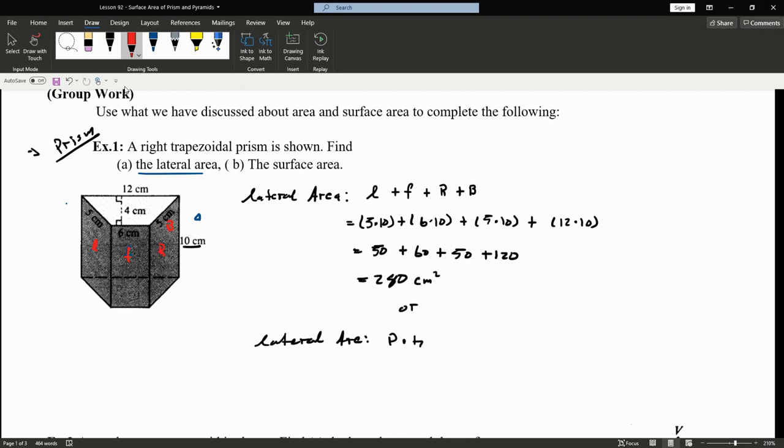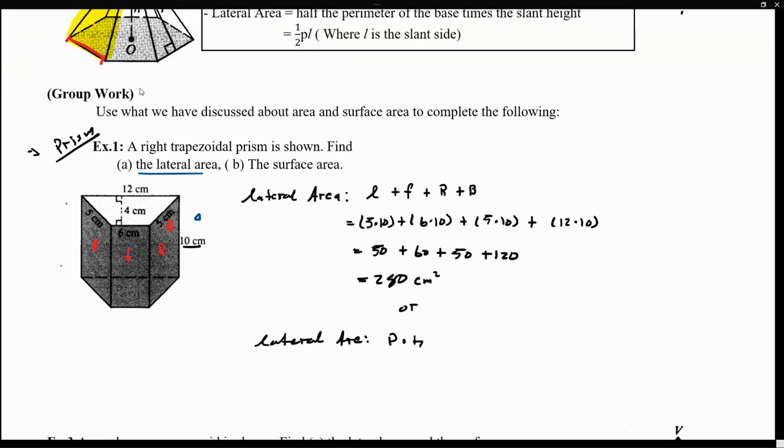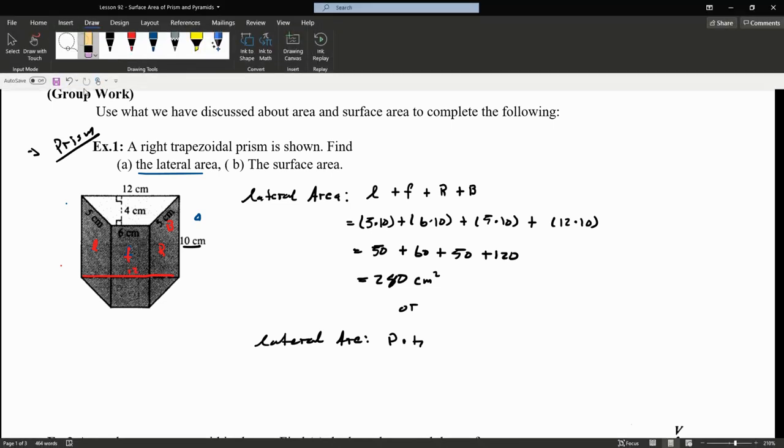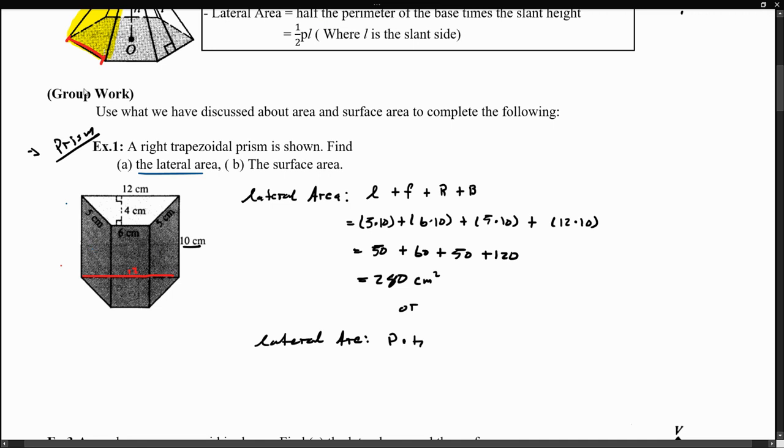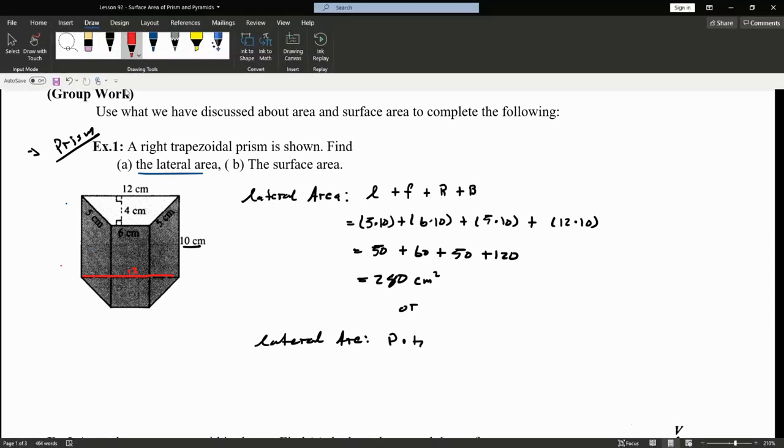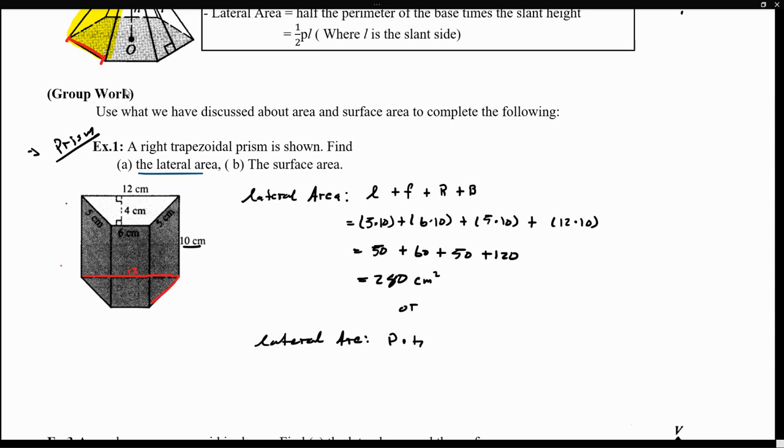Well, let's take a look at the bottom. So for the perimeter, the length is 12 here. So let me just erase what we do have here. So that is 12. That is 5. That is 6. That is 5. So therefore my perimeter is the addition of them all. So 5 plus 12 plus 5 plus 6, which is equivalent to 28.